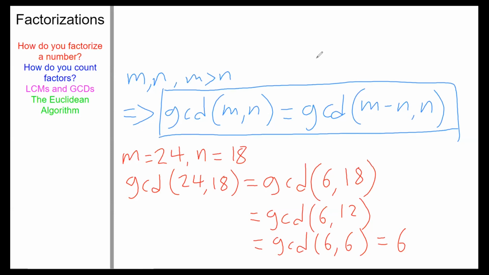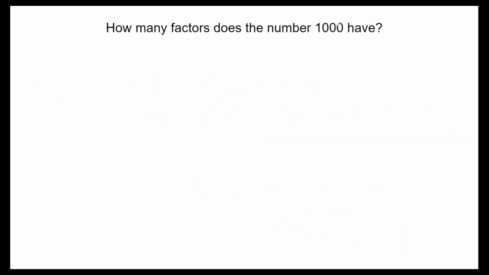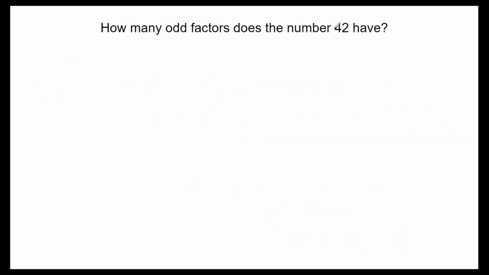Okay, so let's move on to some problems. We already did some of these. I think we did this one, this one. I'm going to skip over this one because this one's easy. Okay, how many odd factors does the number 42 have? I'll give you a few minutes to solve that.